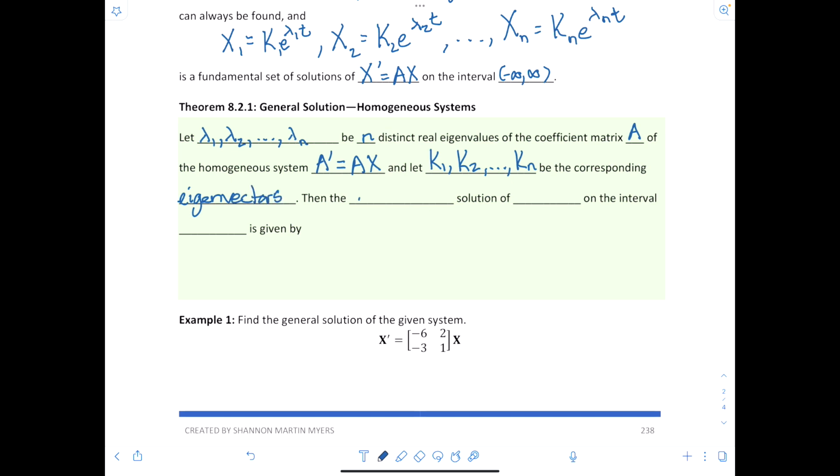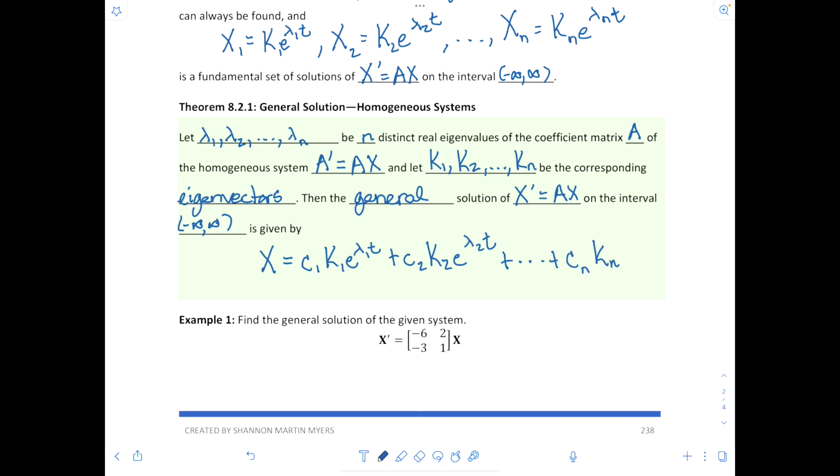Then the general solution of x prime equals A times x on the interval minus infinity to infinity is given by x equals C1 times capital K1 e to the lambda 1 t plus C2 capital K2 e to the lambda 2 t plus ... plus Cn times capital Kn e to the lambda sub n times t.